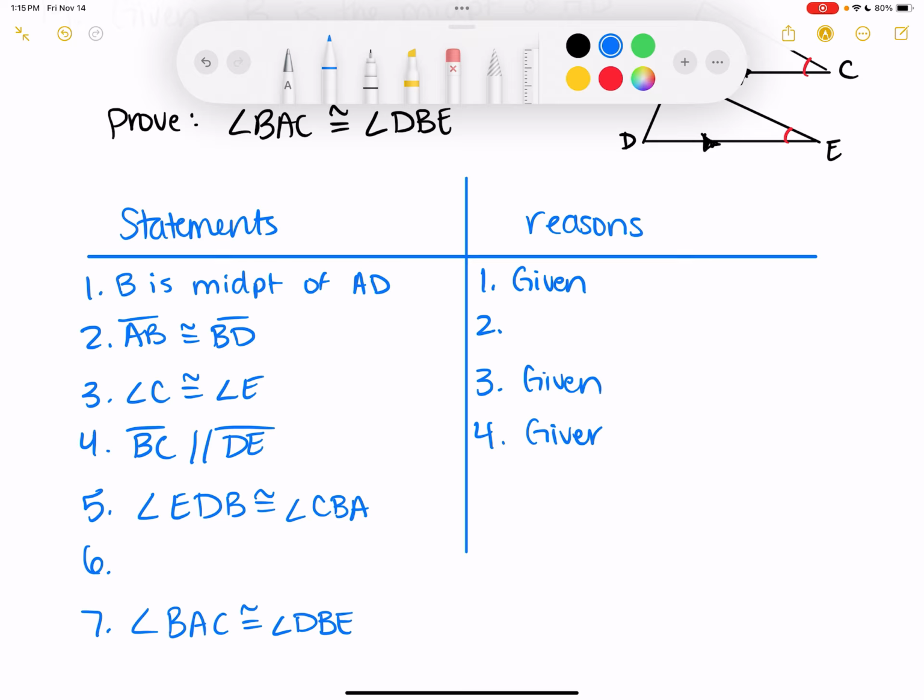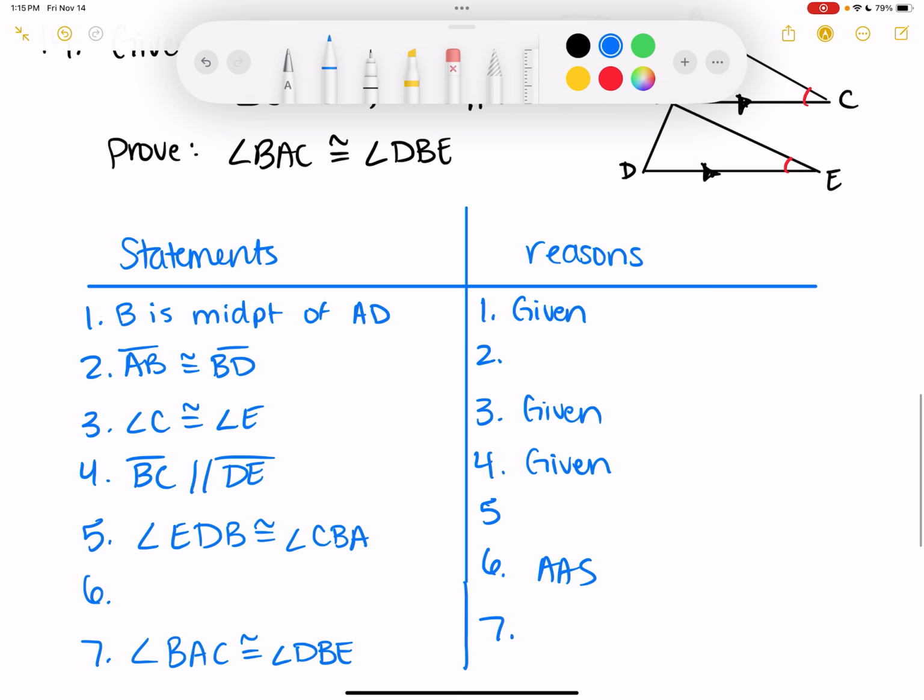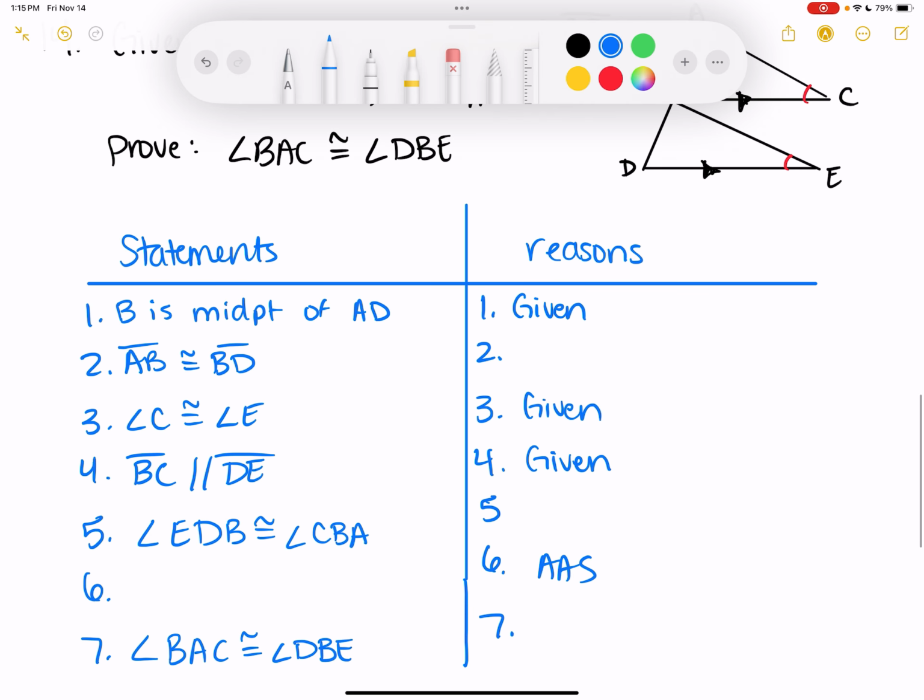Now, in fairness, this would have only probably been a 4-step proof for me because obviously they do all the givens in a different step, but. All right, so anything that I have left blank would be what you are filling in here.